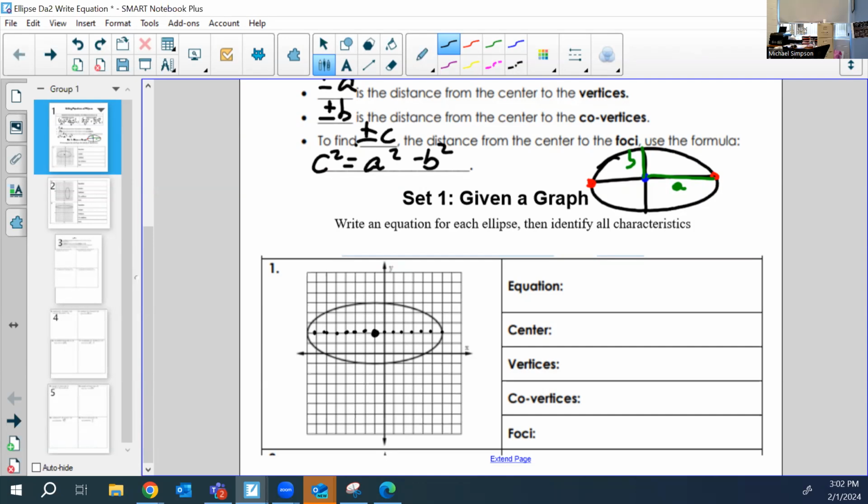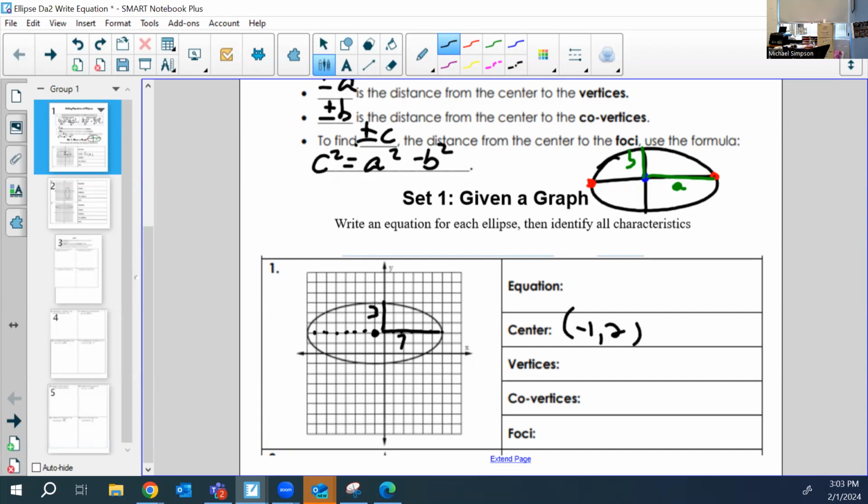And from that, you can see that your center is left 1, up 2. So my center is -1, 2. Good. And so, therefore, my a value is going to be 7, and my b value is going to be 3.